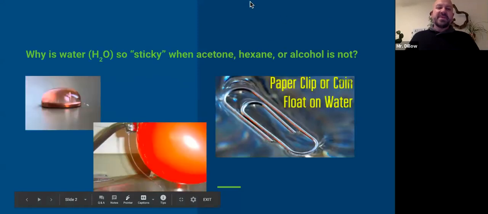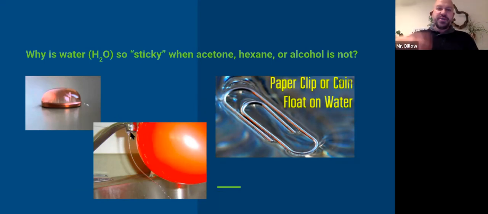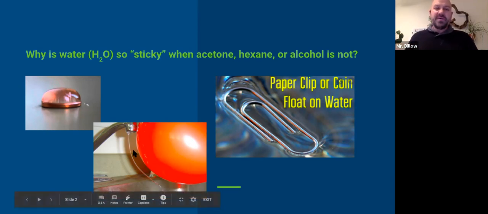So we started out the new semester by asking the question, why is water so, quote unquote, sticky when acetone, hexane, and alcohol seem not to be that way? Some examples we saw are that you can hold many, many more drops of water on a penny than you can acetone or hexane or alcohol. We also found that when you take a balloon and charge it and hold it up to water, it's able to make water curve and bend towards the balloon. And we looked at this idea that a paperclip could float on top of water, maybe a coin too.